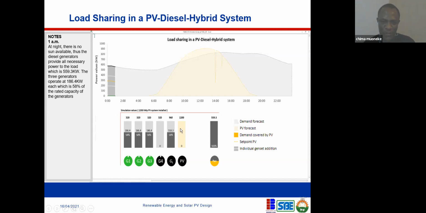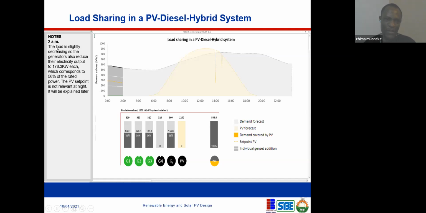Okay. So if you look now, you see that these three generators are operating at 58%, and they are producing a total power of 559.3. At this time, there is no sun, so only the generator is running. That is 1 a.m. So let us see what happens at 2 a.m.